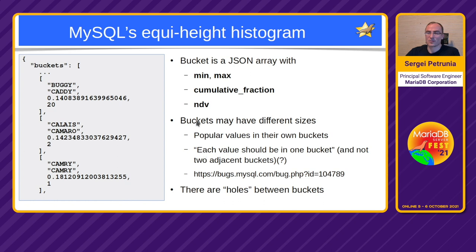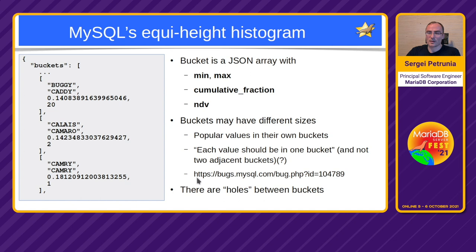As far as I understand, there are two reasons. One of them is the same as in MariaDB: popular values go into their own bucket. I think they also have the rule that each value should be in one bucket. So if the bucket boundary cuts the value in two, they will move the boundary either to the left or to the right to make sure that each value is in one bucket. However, they don't.